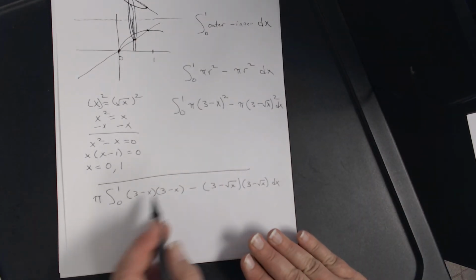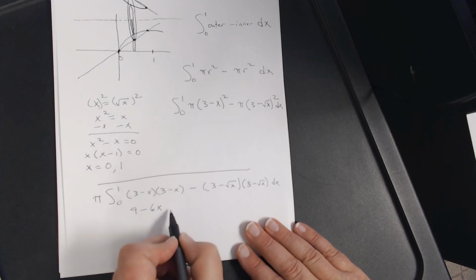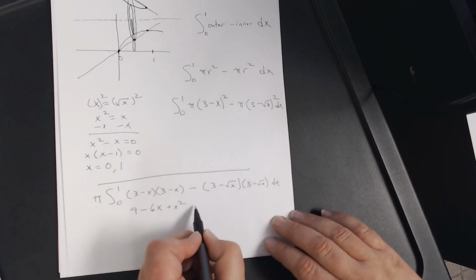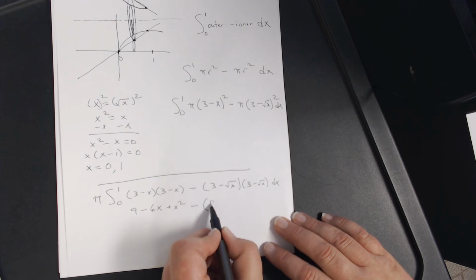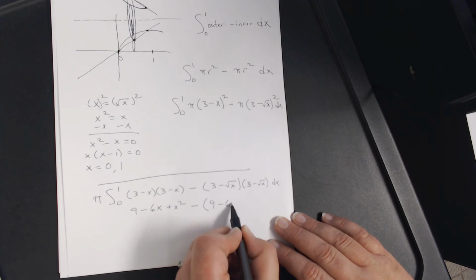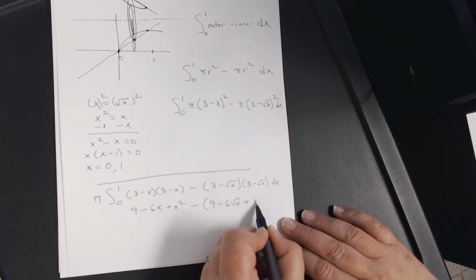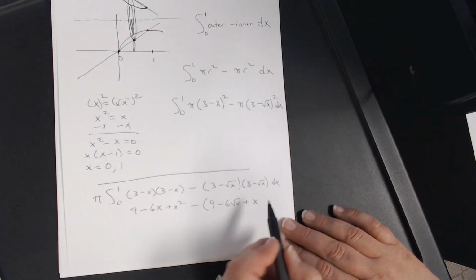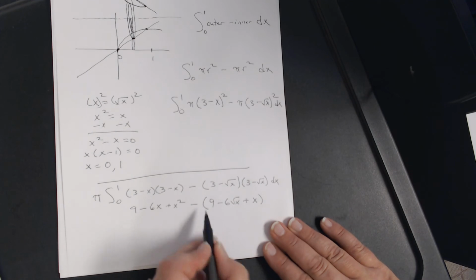Okay, all right, FOIL. 9 minus, outer and inner together is 6x, plus x squared. Just be careful here of the minus. 9, and then outer and inner here gives us negative 6 square root of x. And then last gives us plus x, right? Square root of x times square root of x is x. Good.